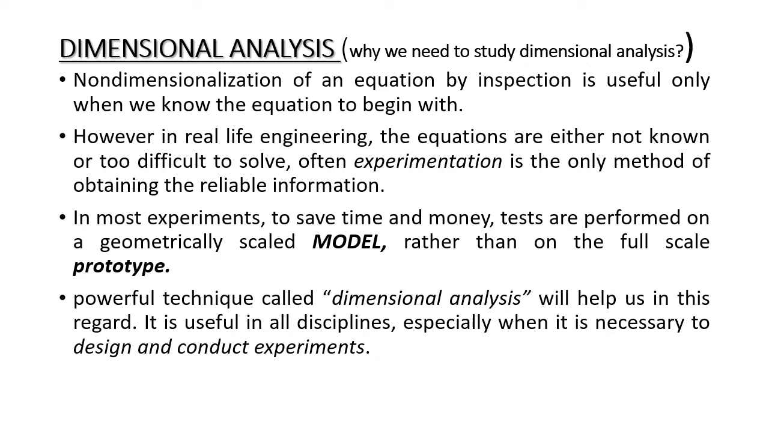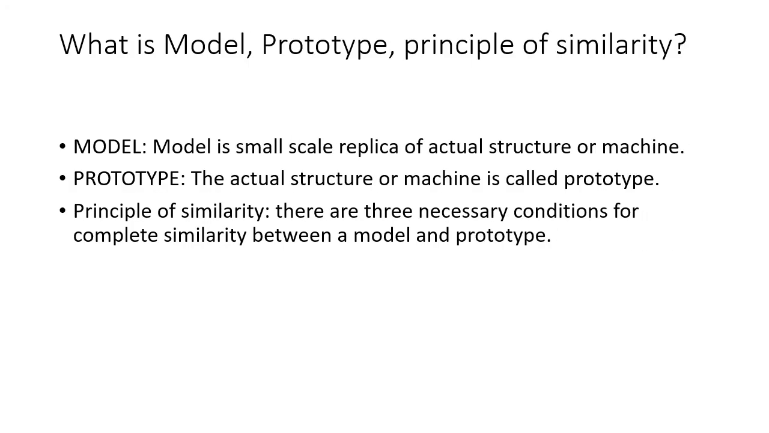So what is a model? A model is a small scale replica of an actual structure or machine. So you want to construct a ship. Before constructing the ship, we are going to construct a small structure of that, and that small structure we call a model. The actual structure or machine is called a prototype. If you are going to make a ship of its original dimensions, then we call it a prototype.